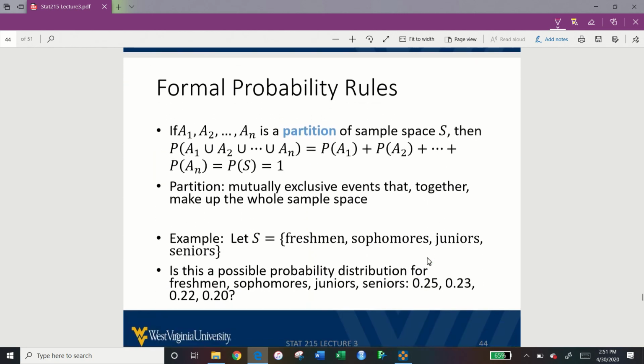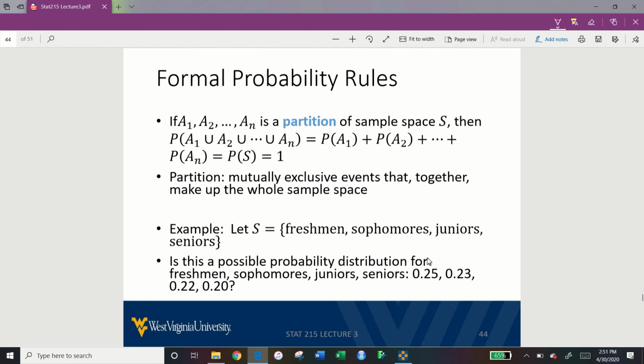Let's look a little deeper into our formal probability rules. If A1, A2, all the way to AN is a partition of our sample space, then the probability of the union of A1, A2, all the way to AN equals the probability of A1 plus the probability of A2 plus ... all the way to the probability of AN equals the probability of our sample space, which will equal 1. To properly define this, a partition is mutually exclusive events that together make up our whole sample space.